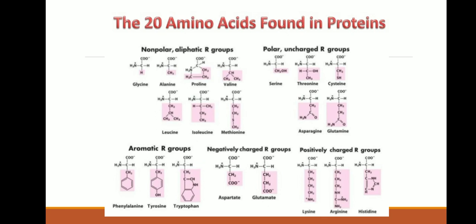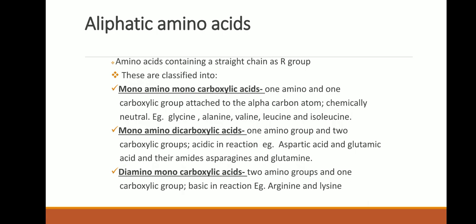So these are the 20 amino acids. Structure also be given. So what are aliphatic amino acids? Amino acids containing a straight chain as R group are called aliphatic amino acids. If the side group, the R group, is a straight chain, they are known as aliphatic amino acids. These aliphatic amino acids are again classified into 5 types.